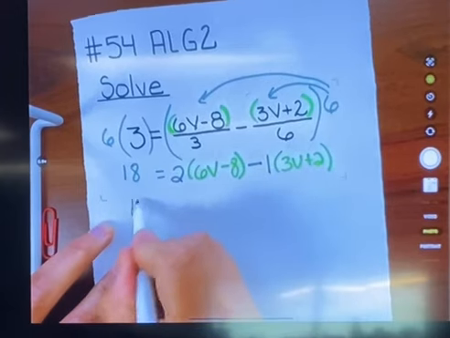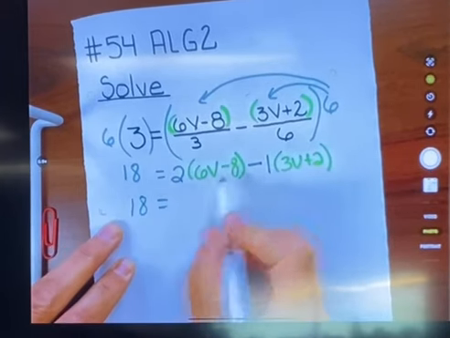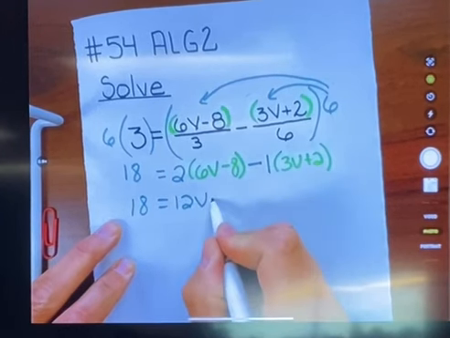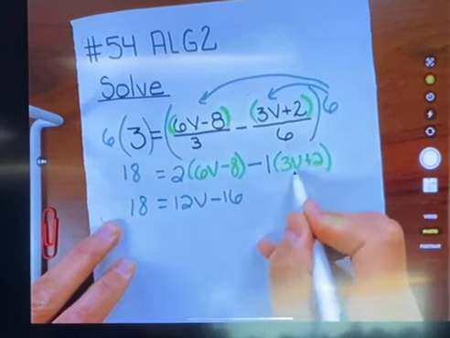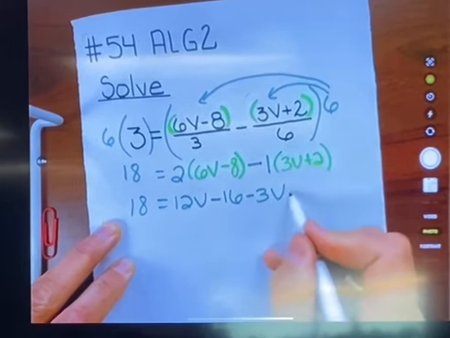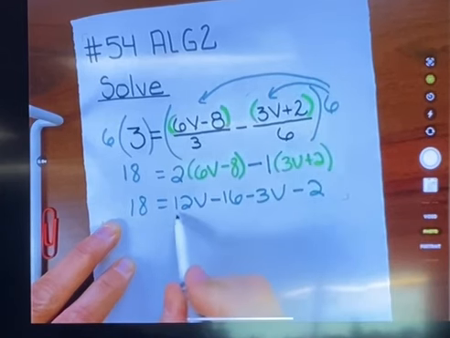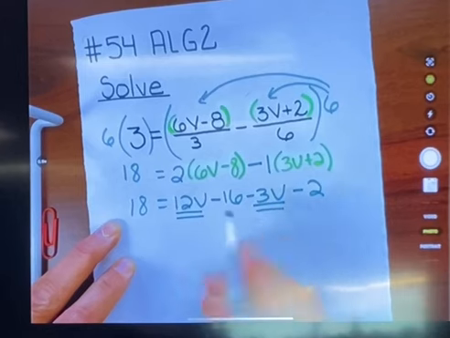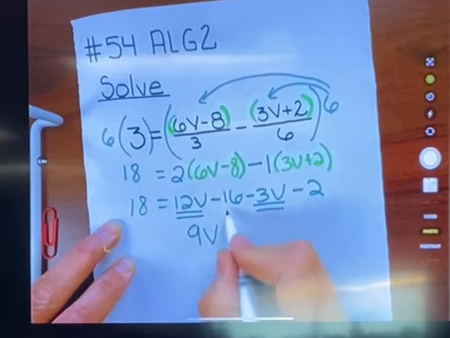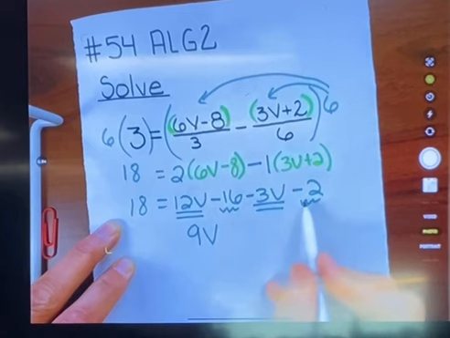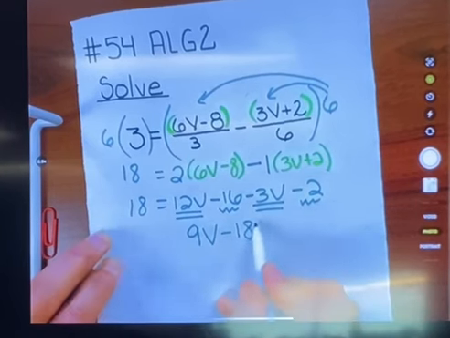Now that I've done that, I can distribute the 2 through. 2 times 6v is 12v. 2 times negative 8 is minus 16. Negative 1 times positive 3v is negative 3v. Negative 1 times positive 2 is negative 2. These are on the same side, so I can combine them. 12v's minus 3v's is 9v's. And then negative 16 and negative 2 are on the same side, so we can put those together. So negative 16 and negative 2 make negative 18.